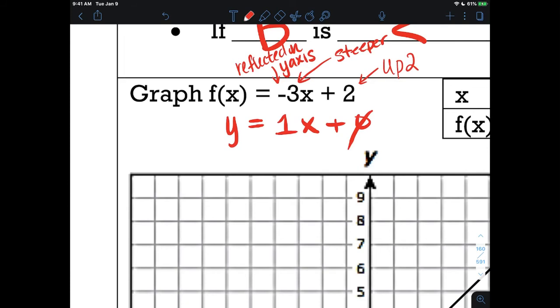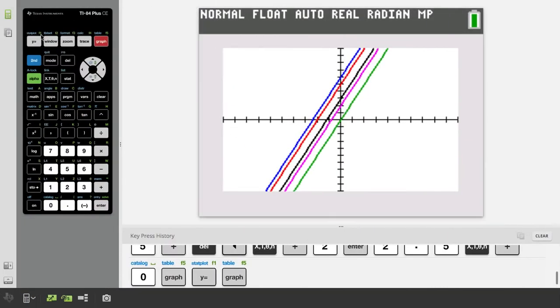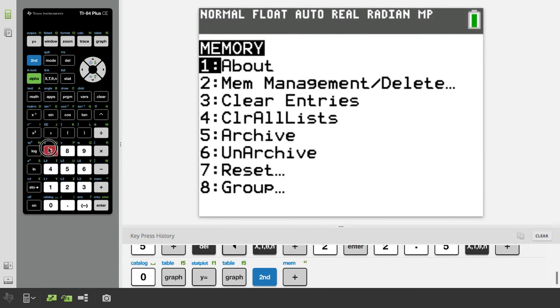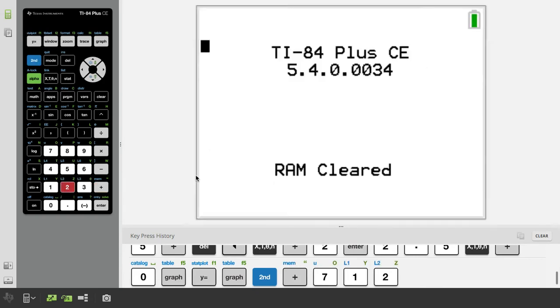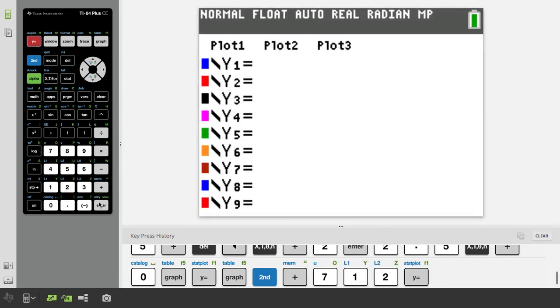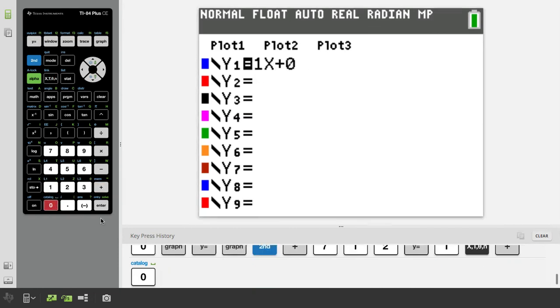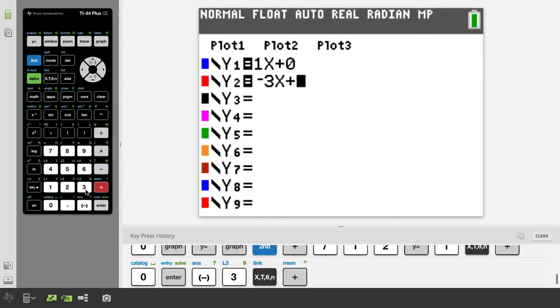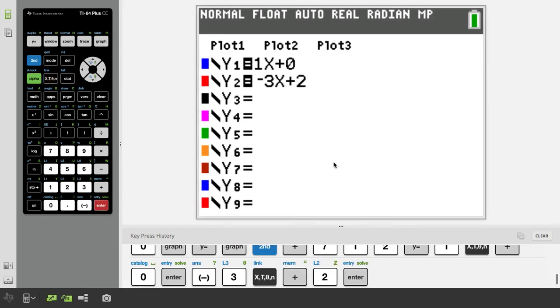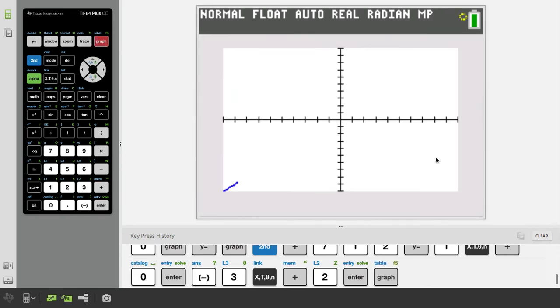So let's go ahead and plot these two. I'm going to clear out everything all over again and go back to this. I'm going to plug in my parent graph, 1x plus 0, the one we're comparing it to. And now I'm going to plug in their graph, and let's see how they compare. Blue is going to be my original. Red is going to be what they changed it to.